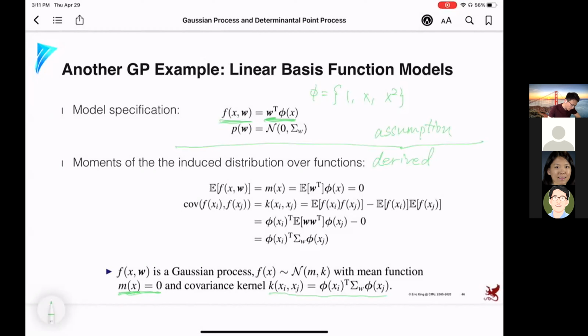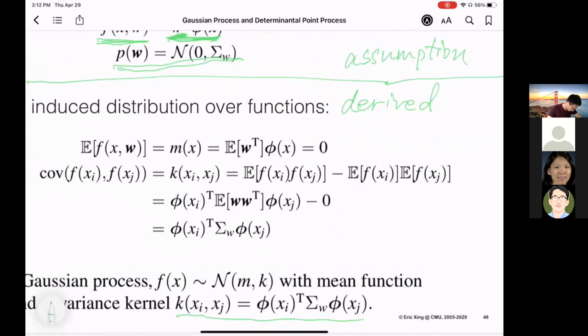Okay. So can you explain the first layer? Can you explain those derivations? Yeah. So all we assumed is that f(x) is a linear dot product between our parameter and the basis, and then we put a prior on these parameters, and the derivation is like this.